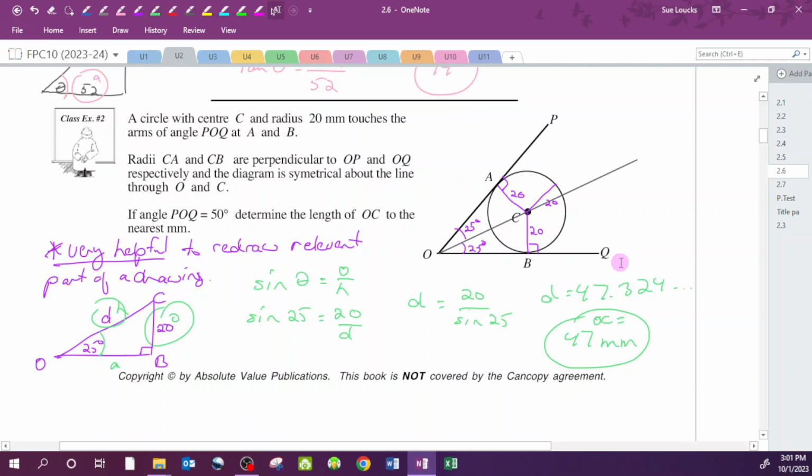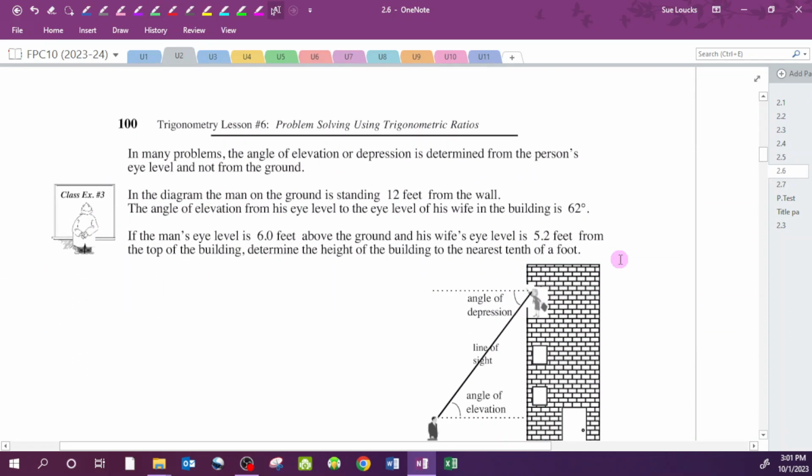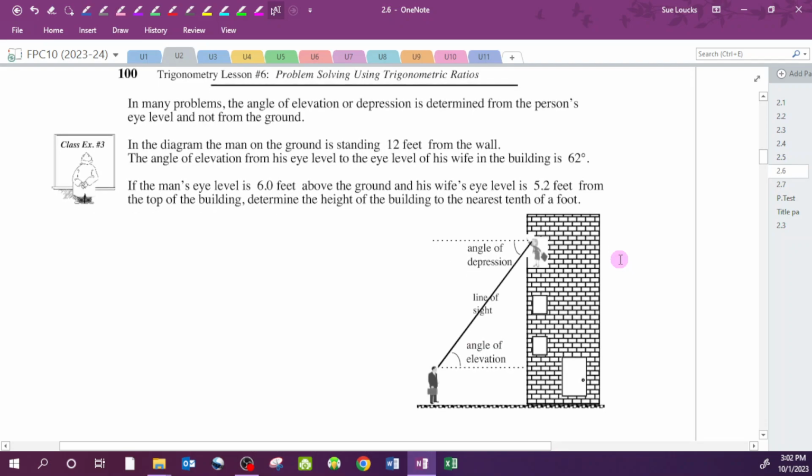And another example. In many problems, the angle of elevation or depression is determined from the person's eye level and not from the ground. So you've got to pay attention to that. It's like when we did with the transit in the first example.